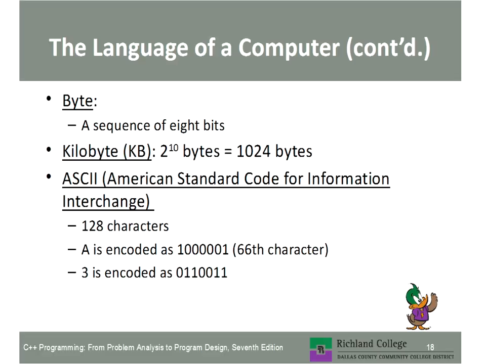A byte is a sequence of 8 bits. So in every byte there are 8 bits. A kilobyte is 2 to the 10th, or 1024 bytes. ASCII, the American Standard Code for Information Interchange, is going to be important.